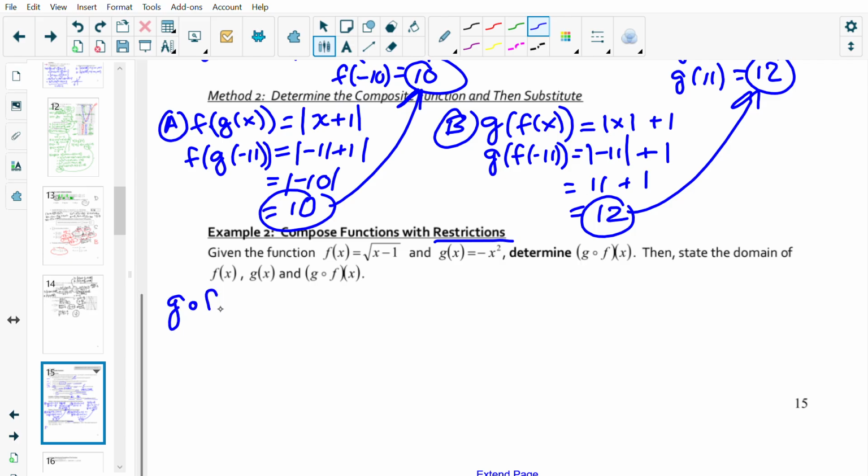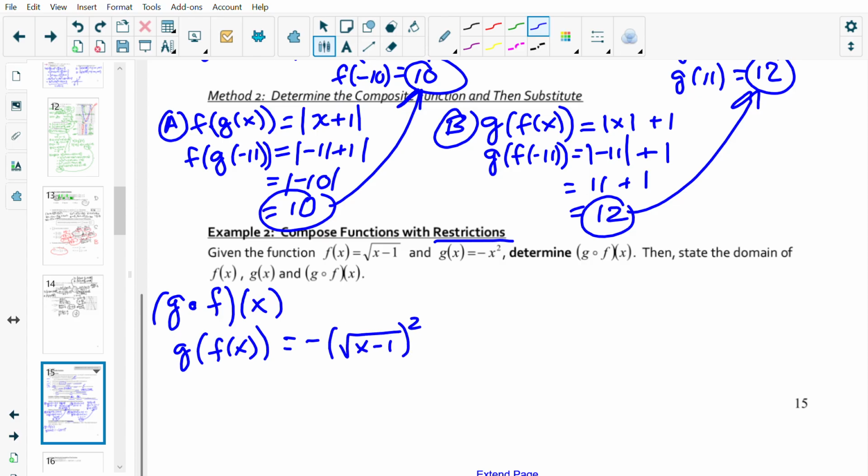Okay, so I'm going to substitute. So this is like saying g of f of x. I'm going to substitute f of x into g of x. Okay, so when I do that, I get negative square root of x minus 1 squared. So g of f of x equals negative x minus 1.